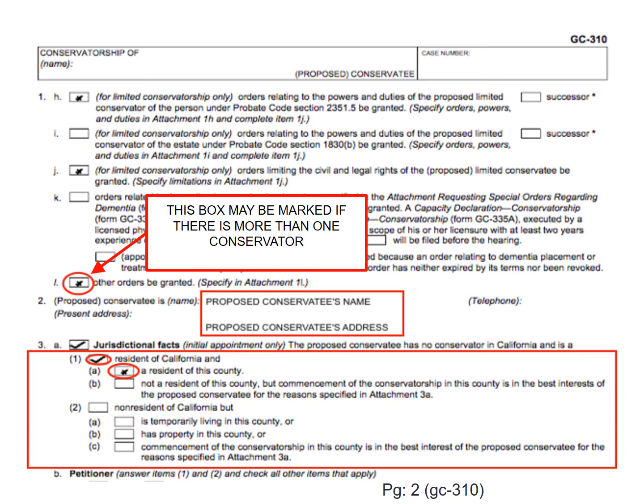At item 2, the conservatee's name and contact information should be listed. If the conservatee does not have their own phone number, then the conservator could list their phone number if they live in the same household as the conservatee.